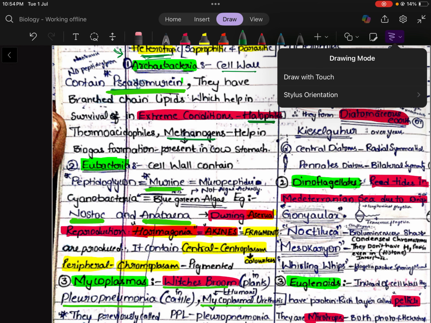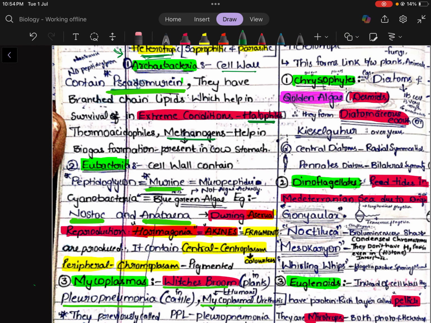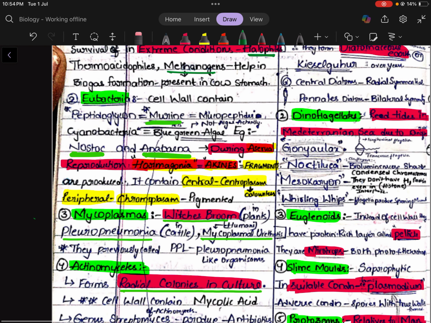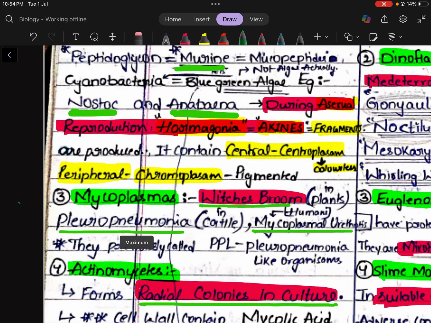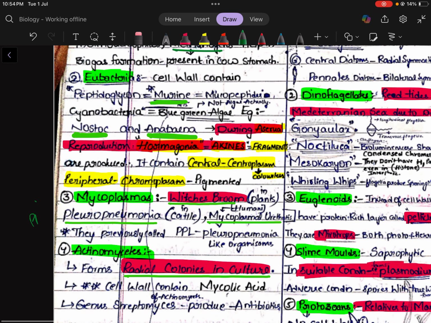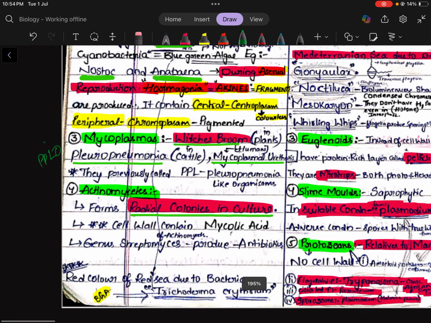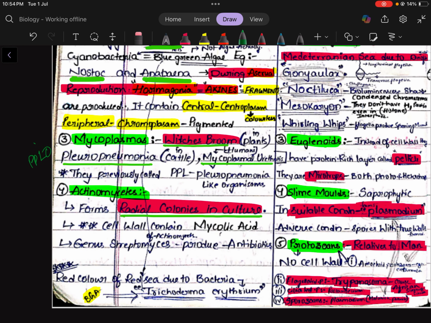Next, mycoplasmas. Mycoplasmas lack a cell wall, and they are very small organisms. They have another name called PPLO, pleuropneumonia like organisms. And the fourth point was actinomycetes. Their cell wall contains mycolic acids.